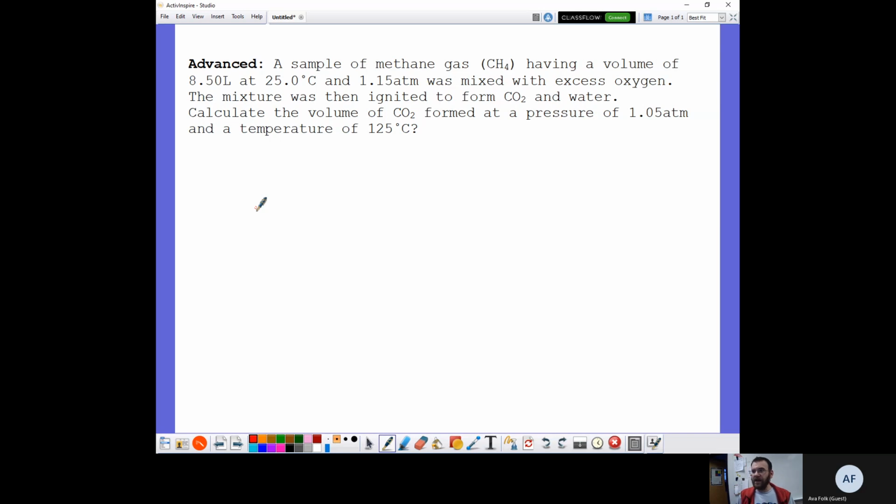To start with, we cannot allow Celsiuses to linger. Notice both of our temps are in Celsius. So what we need to do is change those to Kelvin by just adding 273 to it. So I had 25 there plus 273 makes that 298 kelvins. And over here, we've got 398 kelvins since it's 125.